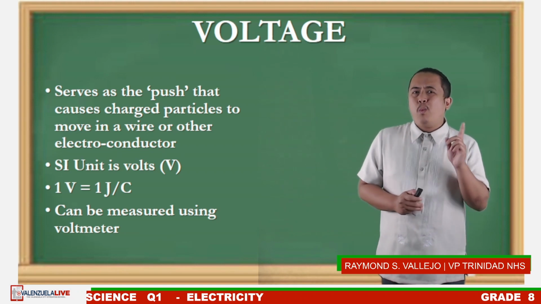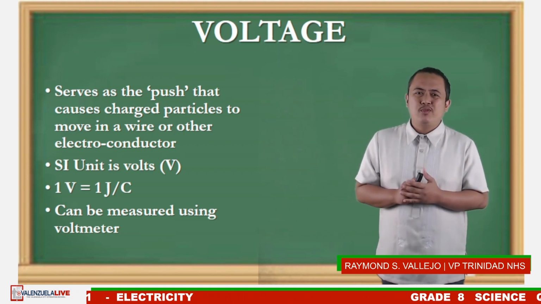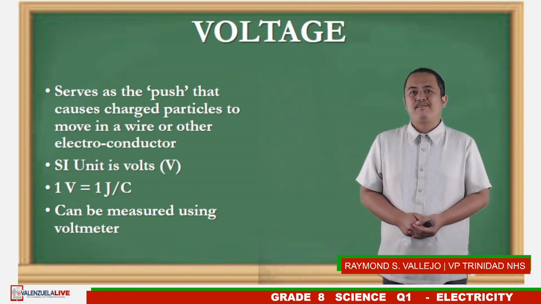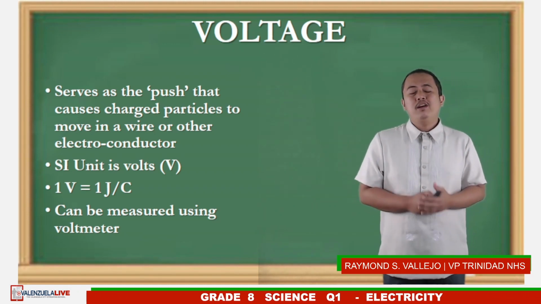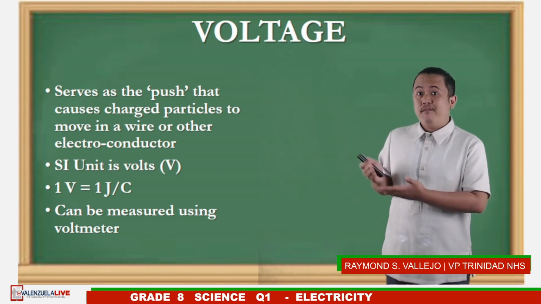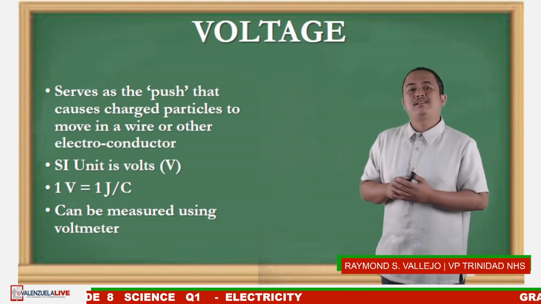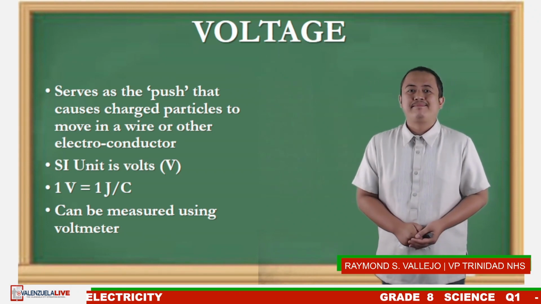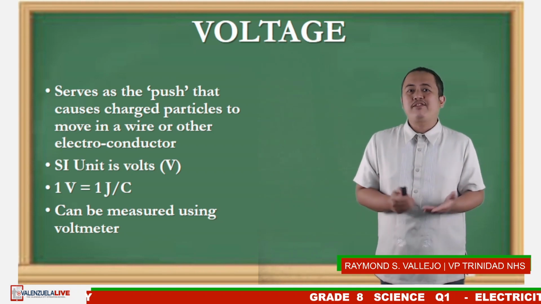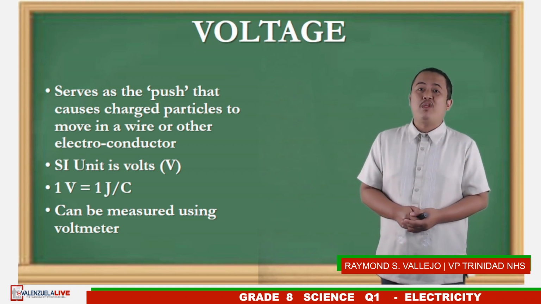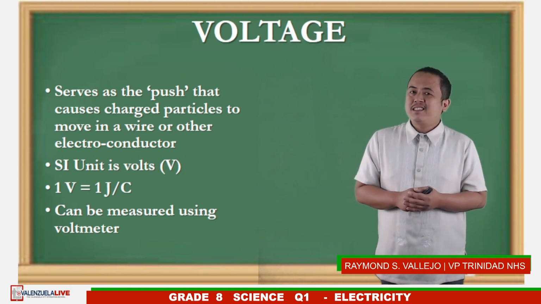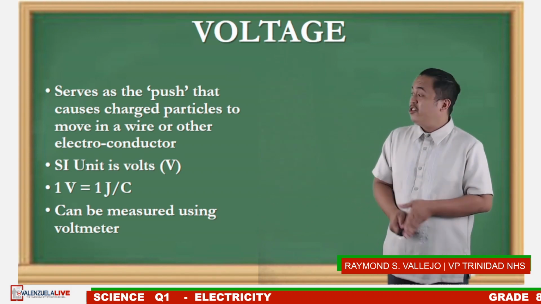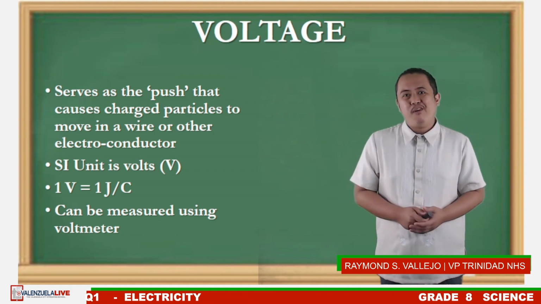Voltage is one of the main reasons why electricity is hazardous when not handled with extra care. The SI unit for voltage is volts. Volts is derived from the unit joules per coulomb. Volts is named after the Italian physicist Alessandro Volta, who is credited as the inventor of the electric battery. Voltage can be measured using a voltmeter.